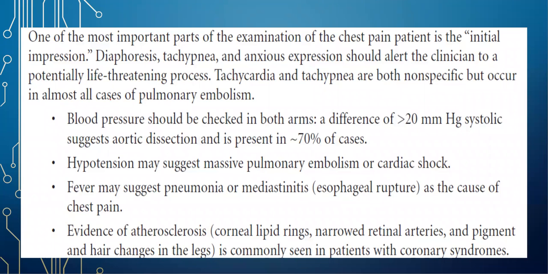Now, once we know about the characteristic of the chest pain, the next thing is some of the signs. If you have a patient who has a stabbing, sharp, sudden, severe pain, and the pain is going to the back, there is a likely chance it could be aortic dissection chest pain. In aortic dissection, if you check the blood pressure on both arms, sometimes you can get a difference between the systolic blood pressure of both arms. It can be present in 70% of cases. A difference of more than 20 millimeters of mercury in systolic blood pressure between both arms suggests aortic dissection.